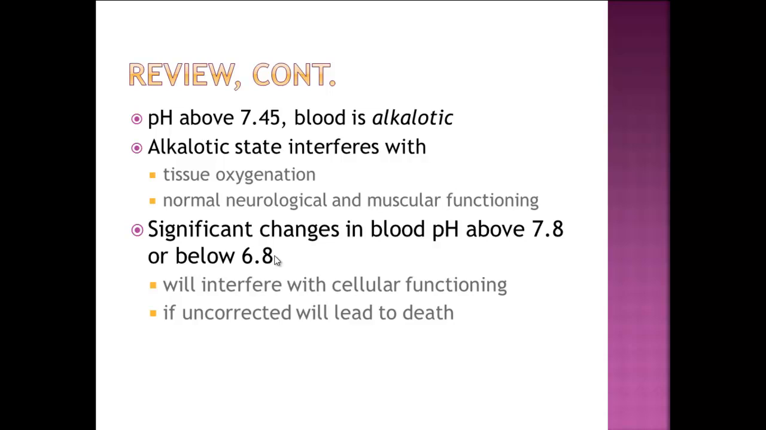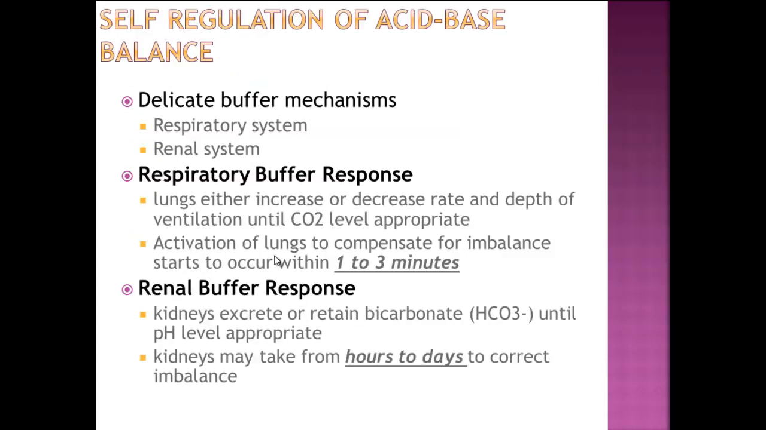When the pH is above 7.45, blood is considered to be alkalotic. The alkalotic state interferes with tissue oxygenation and can interfere with neurological and muscular functioning. So pretty much the fluids in the body are kept at that 7.35 to 7.45 level. When it gets much above 7.8 or below 6.8, and if it is uncorrected, it will actually lead to death.